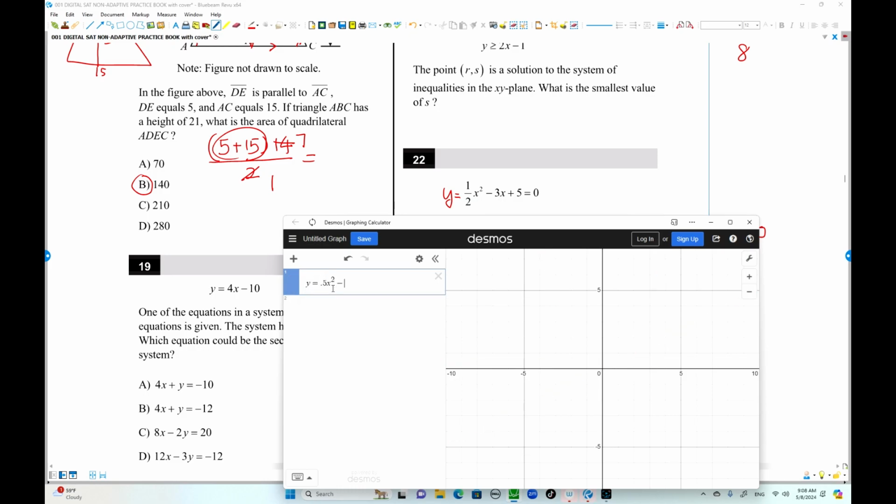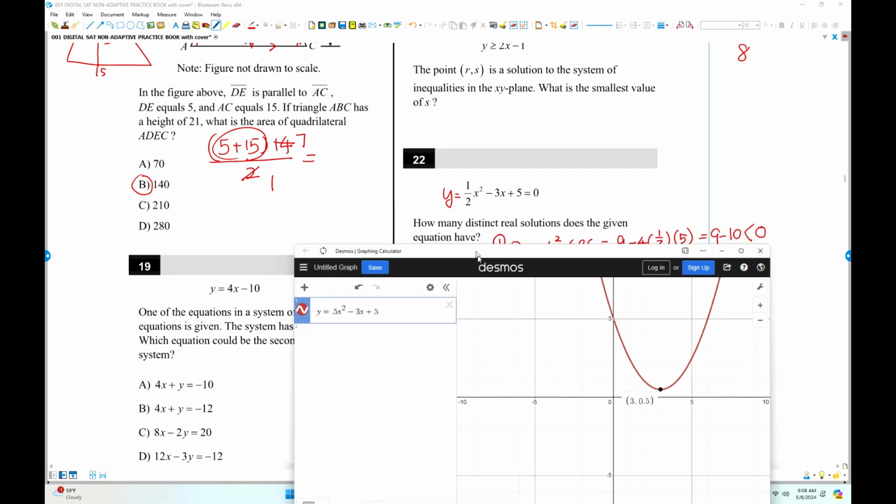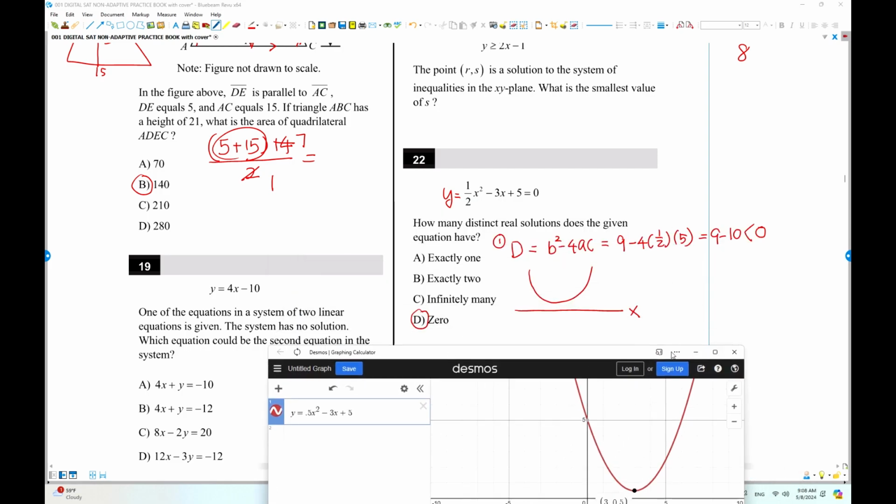And minus 3x and plus 5. Can you see that? There is no x-intercept, okay? The minimum point is 0.5, always greater than 0, okay? So there is no real root. So choice D is that. Okay.